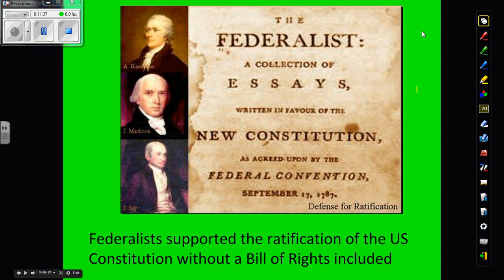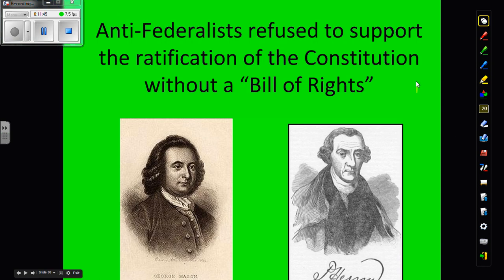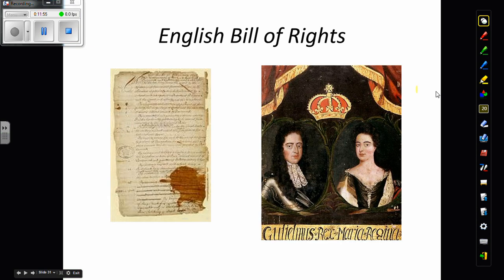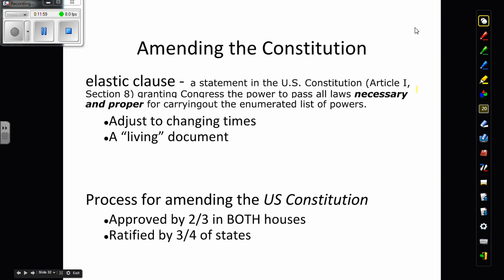However, there were a lot of people who wanted to support the ratification of the Constitution without a Bill of Rights. Those were called Federalists. The Anti-Federalists were people who refused to support the ratification without the Bill of Rights, so they were Bill of Rights supporters. And again, inspired by the English Bill of Rights, this was a process of amending the Constitution.